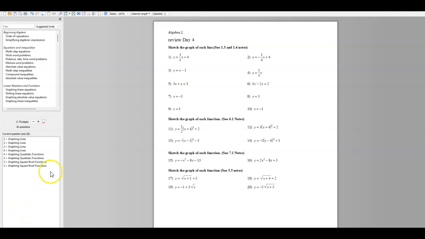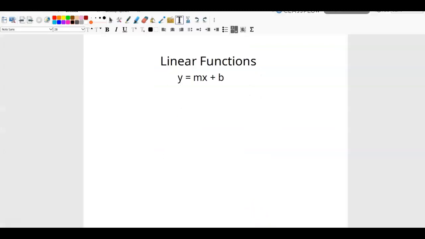Okay guys, in this particular lesson we're going to be reviewing how to graph various functions that we've talked about this year. The first 10 are graphing linear functions. After that we look at some quadratics, both in vertex form and in standard form. And after that we get into some square root functions. So let's begin here and we'll talk about linear functions first.